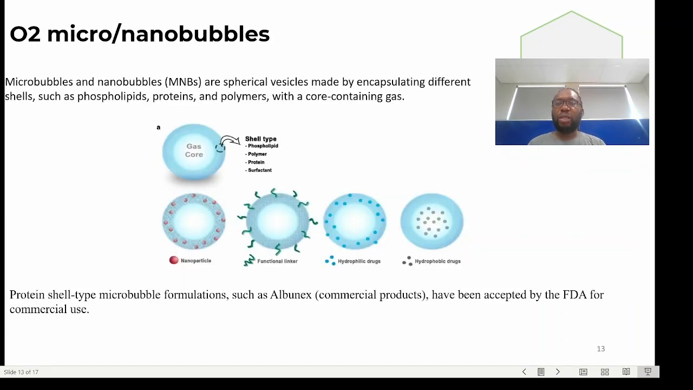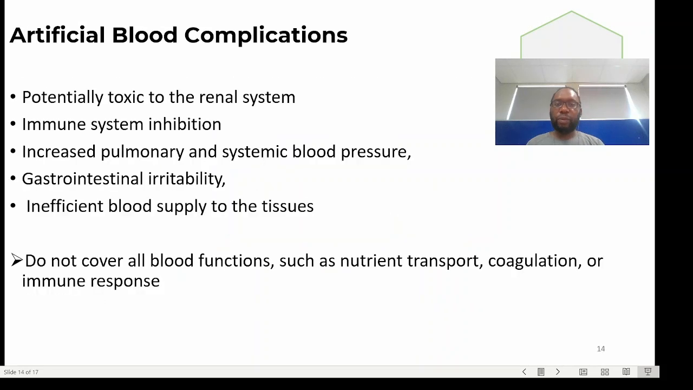But one of the products that is easy to design is called oxygen nanobubbles, where you can entrap oxygen within a bubble, like the normal bubbles that you can blow. You can use lipids, proteins, or any polymers. One of the products that has been accepted for commercial use is called Albumix.